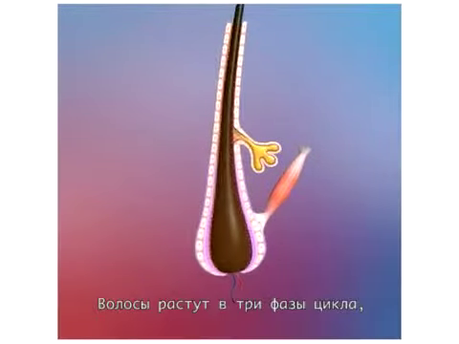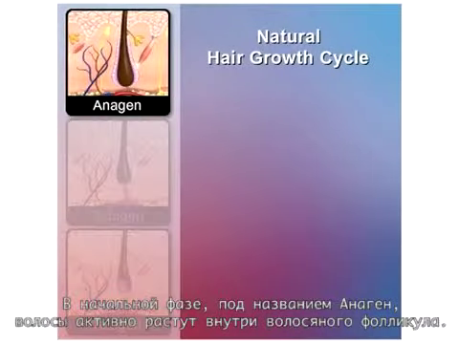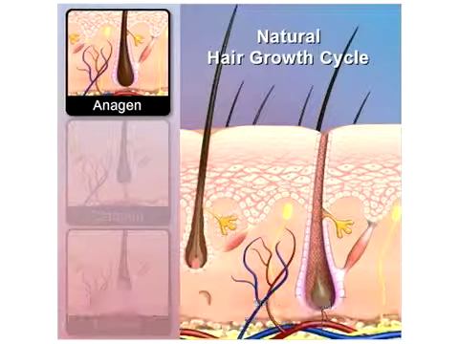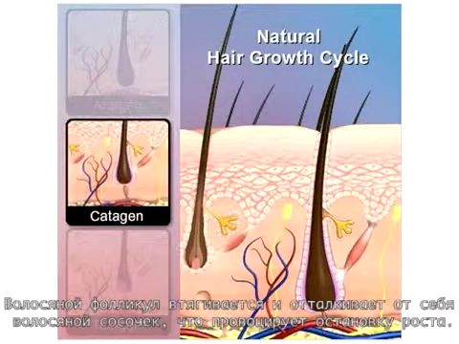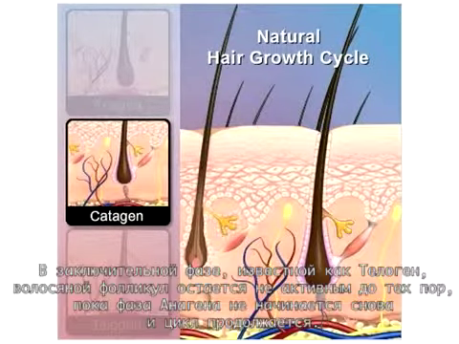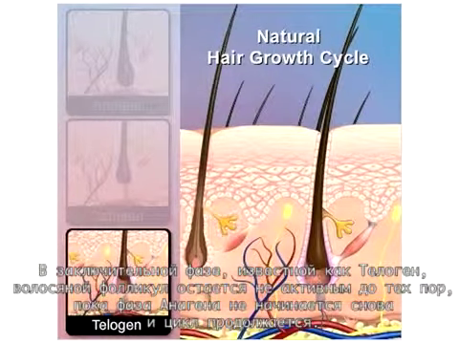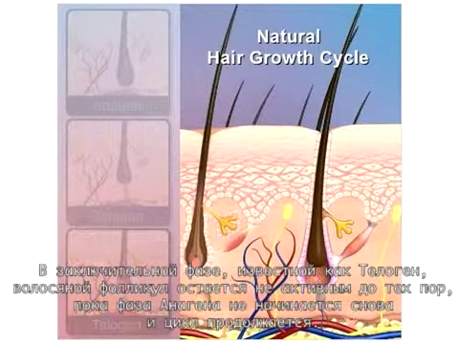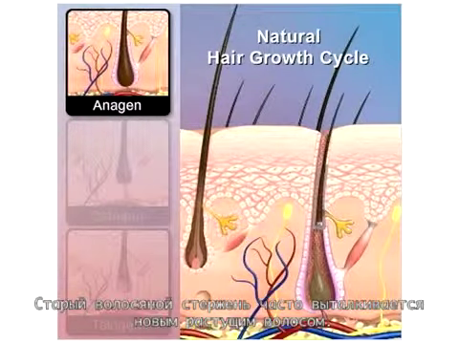Hair grows in a three-phase cycle. In an initial phase known as anagen, the hair is actively growing in the hair follicle. During a transitional phase known as catagen, the hair follicle retracts and pulls away from the dermal papilla, causing the hair to stop growing. In a final resting phase known as telogen, the hair follicle remains inactive. As the anagen phase begins again in the following cycle, the old hair shaft is often pushed out by the new hair as it grows.